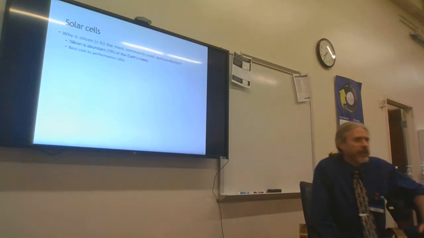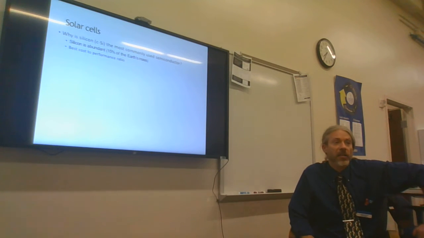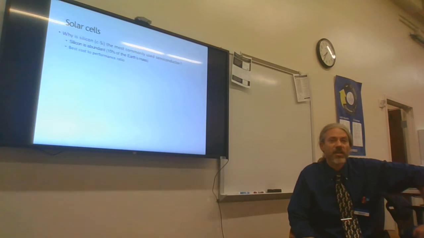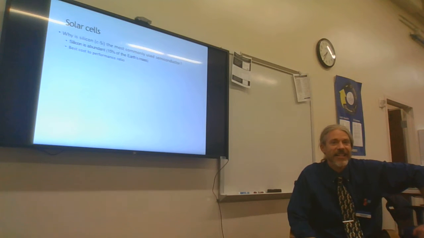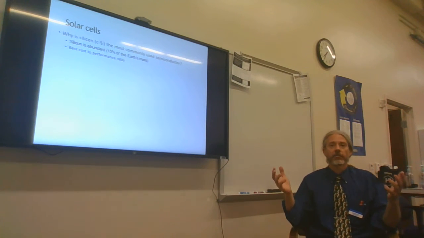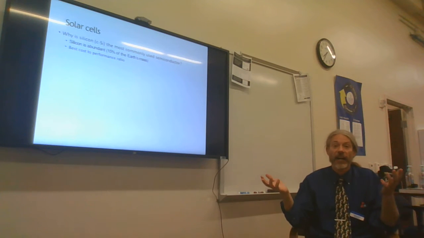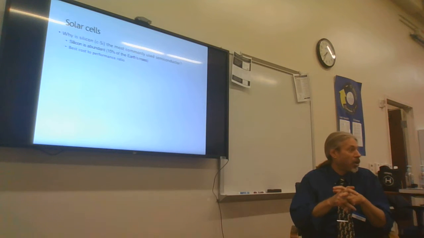Why do we use silicon? We'll start with it's unbelievably abundant. It's the second most abundant element in the Earth's crust. Like 15% of the Earth's entire mass is silicon. We're not going to run out of it. It's very, very easy to find. Therefore, it's relatively cost efficient to harvest.